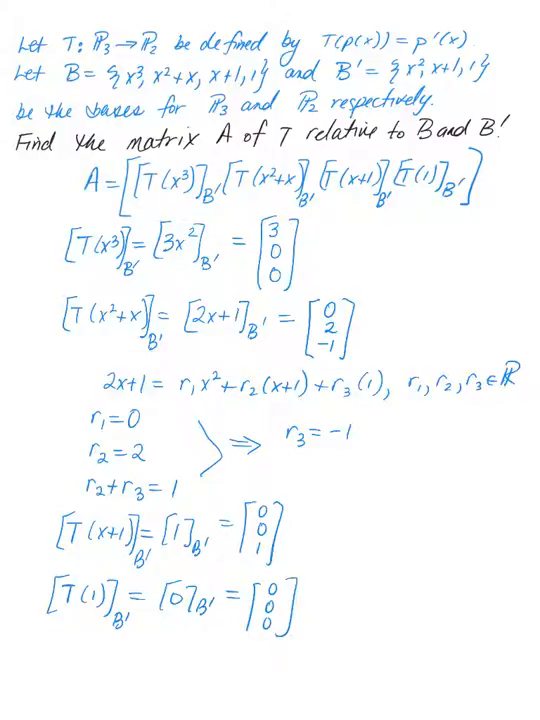So this tells us that our matrix A is equal to those columns. So we have 3, 0, 0, 0, 2, negative 1, 0, 0, 1, and 0, 0, 0. So 4 columns, 3 rows, which makes sense because we're mapping a 4-dimensional space to a 3-dimensional space.